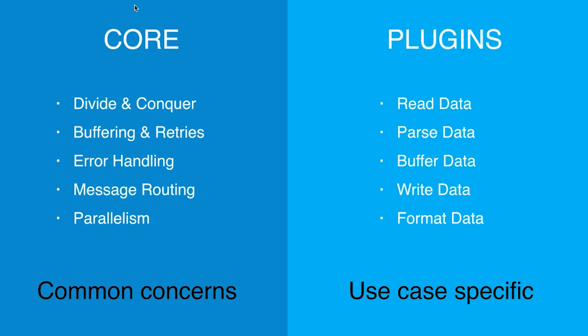Fluentd buffers and retries data transmissions in the case of an unstable network. The core also does all kinds of error handling, such as formatting data, parsing data, and sending data from one node to another. It also subsequently handles message routing. Last but not least, the core also handles parallelism. That is, as your data flow intensifies, you'll want to distribute your workflow across multiple processors. Multi-threading and multiprocessing is also built into the core.